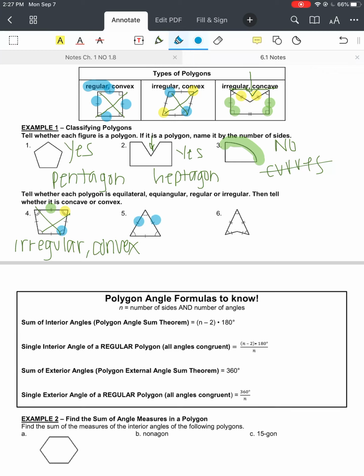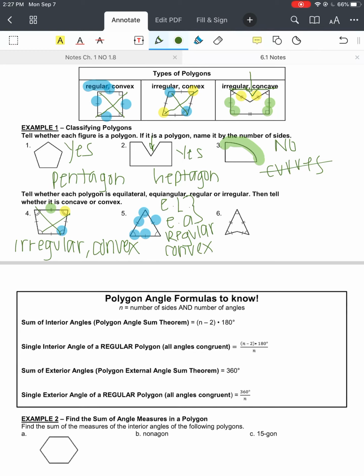Number 5, is it equilateral? I see 3 sides that are all the same, so yes, it's equilateral. I'm just going to write EL for equilateral. Is it equiangular? Again, I see 3 equal angles. So yes, it's also equiangular. I'm just going to write EA for that. Because it's both of these, it has to be regular. That's the definition. So it's not irregular, it's regular. And again, convex.